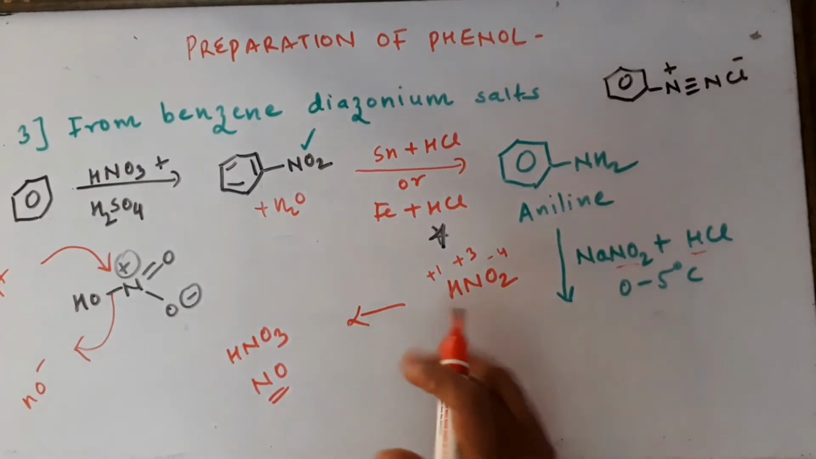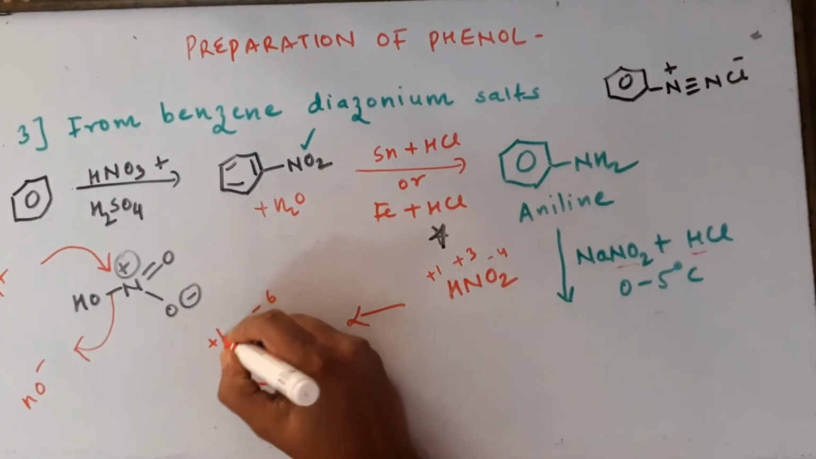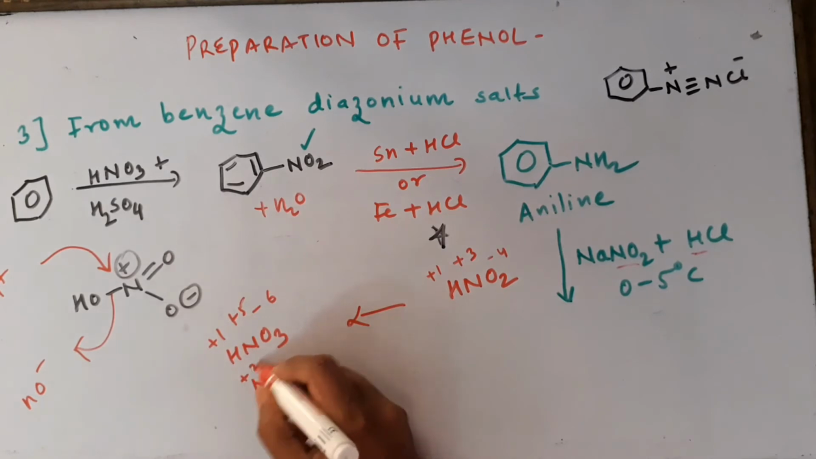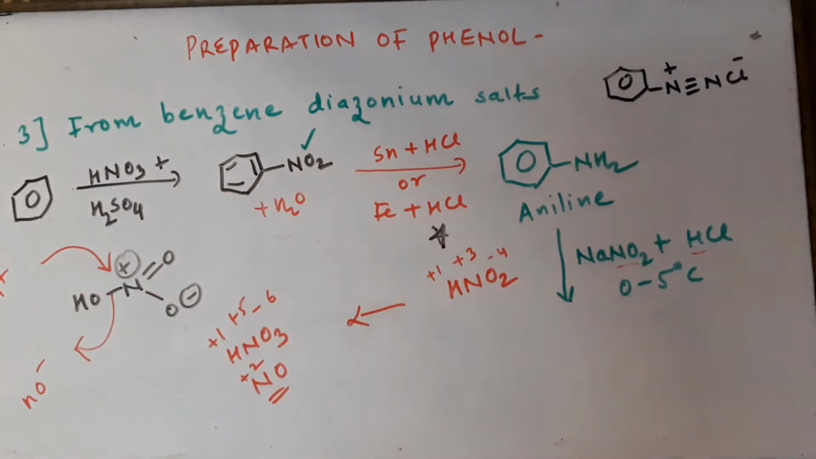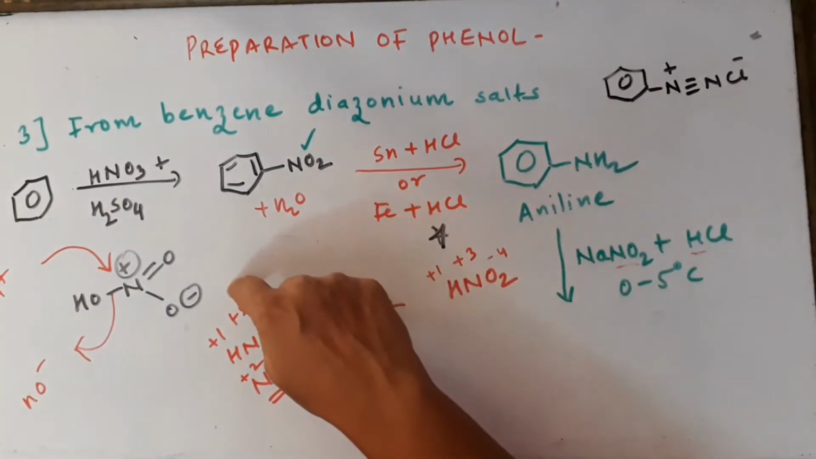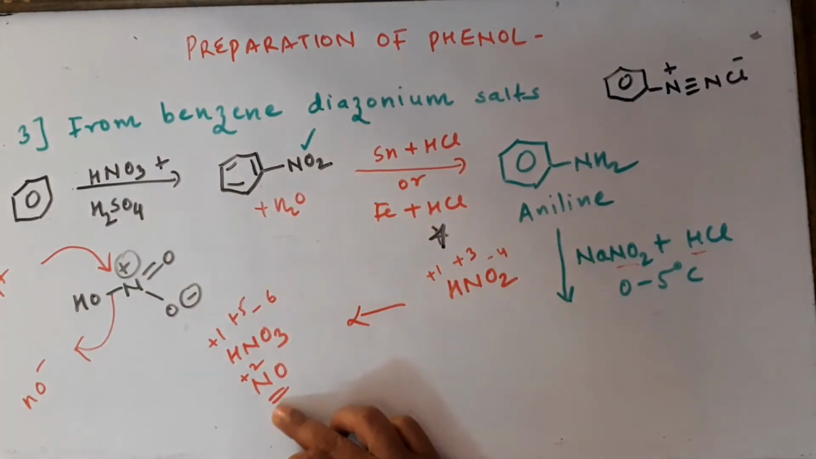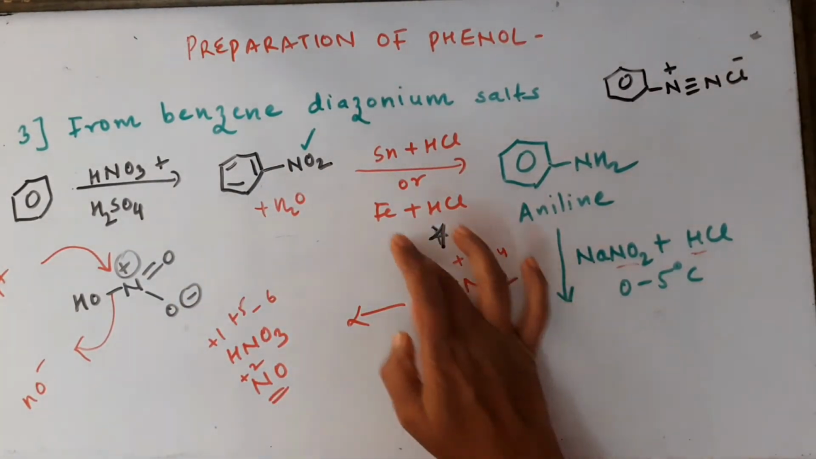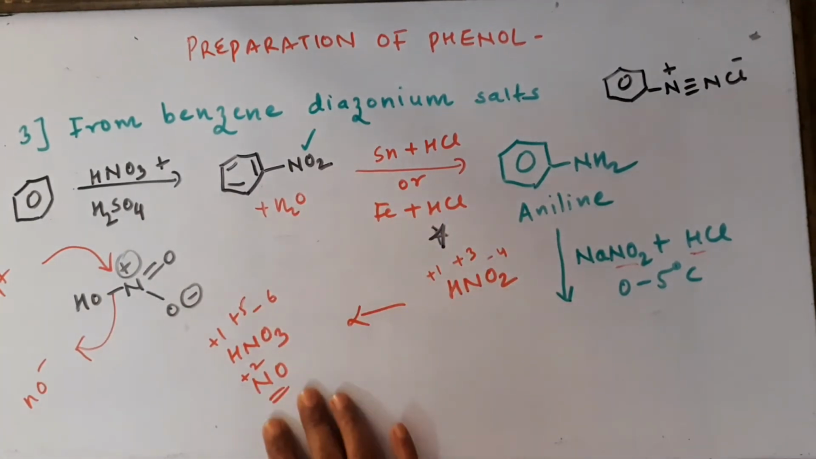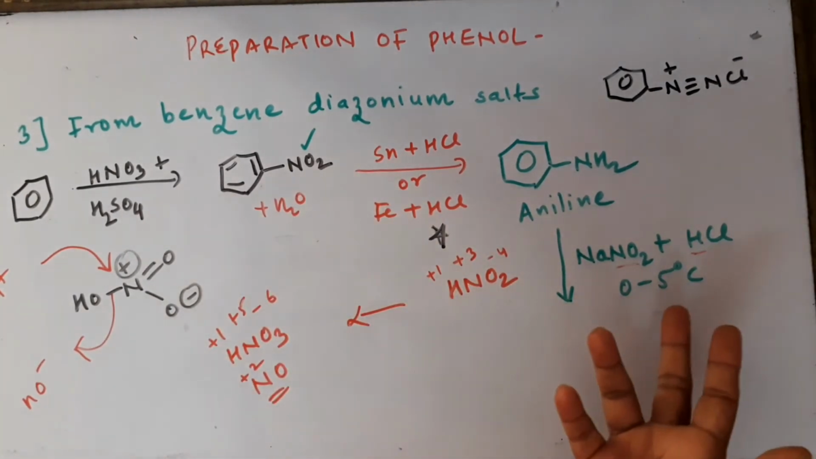Look at that, plus 3 here, over here plus 5, and over here plus 2. So from plus 3 it is getting increased, it is getting oxidized. From plus 3 it is getting decreased, it is getting reduced. So self-oxidation, self-reduction is nothing but disproportionation.